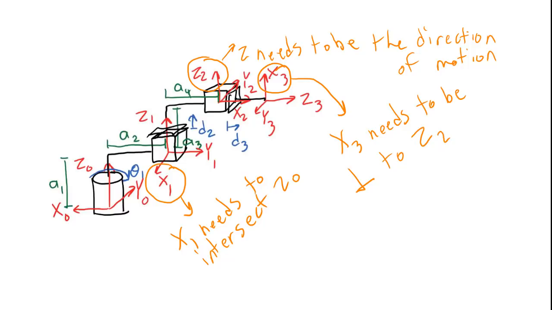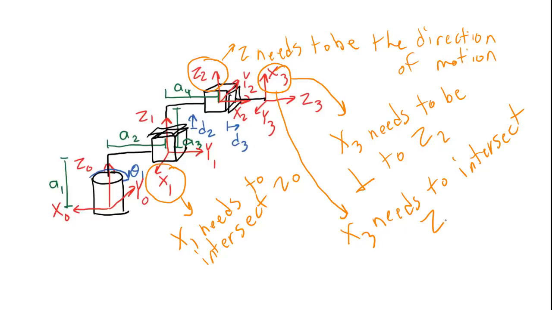X2 intersects Z1, but X3 does not intersect Z2, so that's another error. X3 needs to intersect Z2.